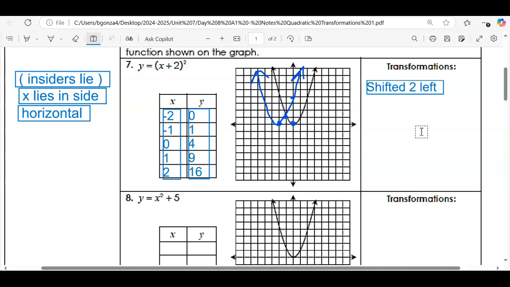Try to make sure you turn your... Ooh, I'm running low on battery. All right. So make sure you got that down.